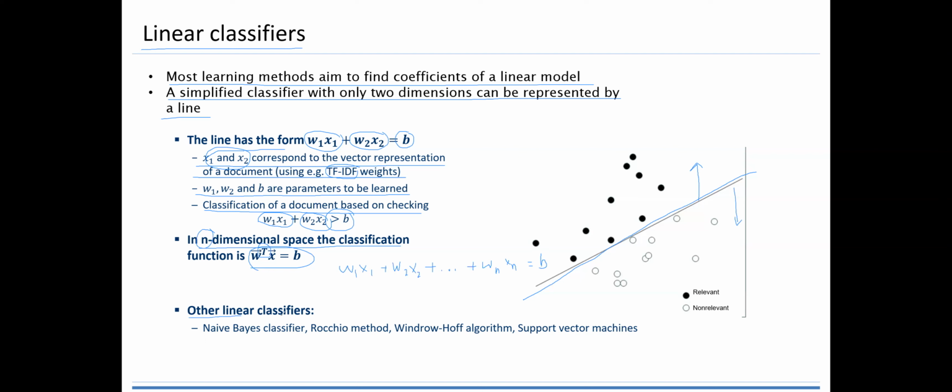As other linear classifiers, you can use the naive Bayes classifier. The Rocchio method actually can also be used as a linear classifier. There's another algorithm we call Widrow-Hoff. The support vector machine is also one of the linear classifiers.